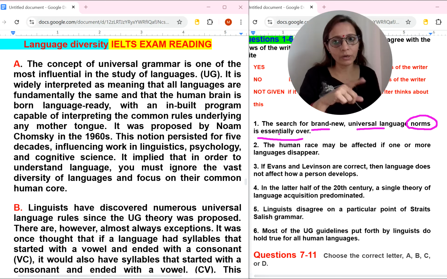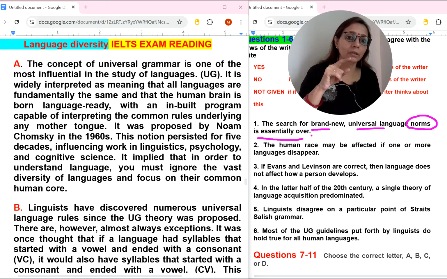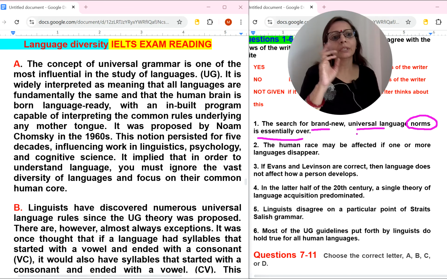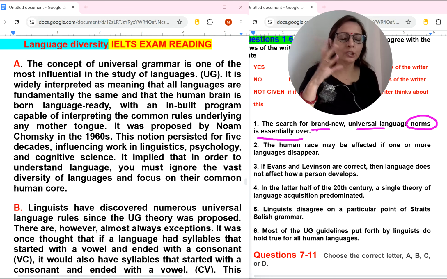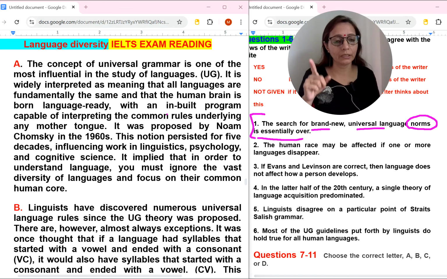If it is over, if it is finished, then it will be yes, and if it is not over or finished, then it will be no. And if they are not talking about any universal language norms and the search for these brand new things and all, then it will be not given. Okay, so of course the first type of question is this. Definitely we will try to find the location in the first paragraph.